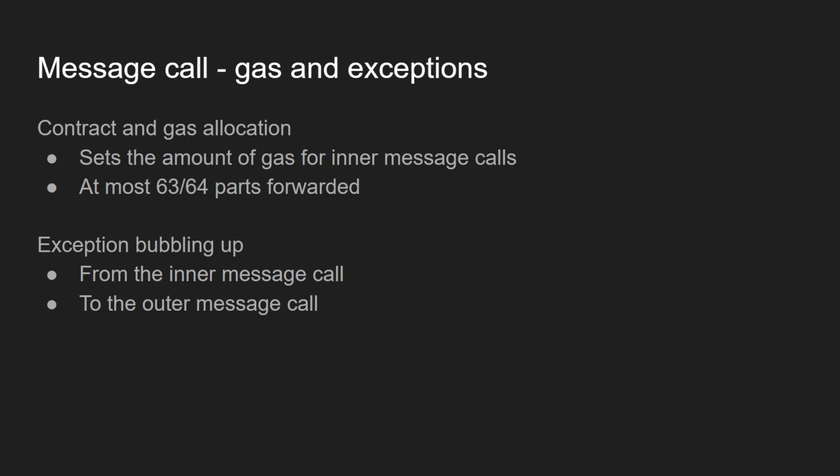We also have something interesting that's called exception bubbling up, meaning that when an inner message call gets an exception, like an out of gas exception or any other kind of exception, this exception will get returned to the caller, and this caller will, if we have a chain of callers, again return it to its caller, and this process is called exception bubbling up. So it goes from the inner message call to the outer or upper message call.